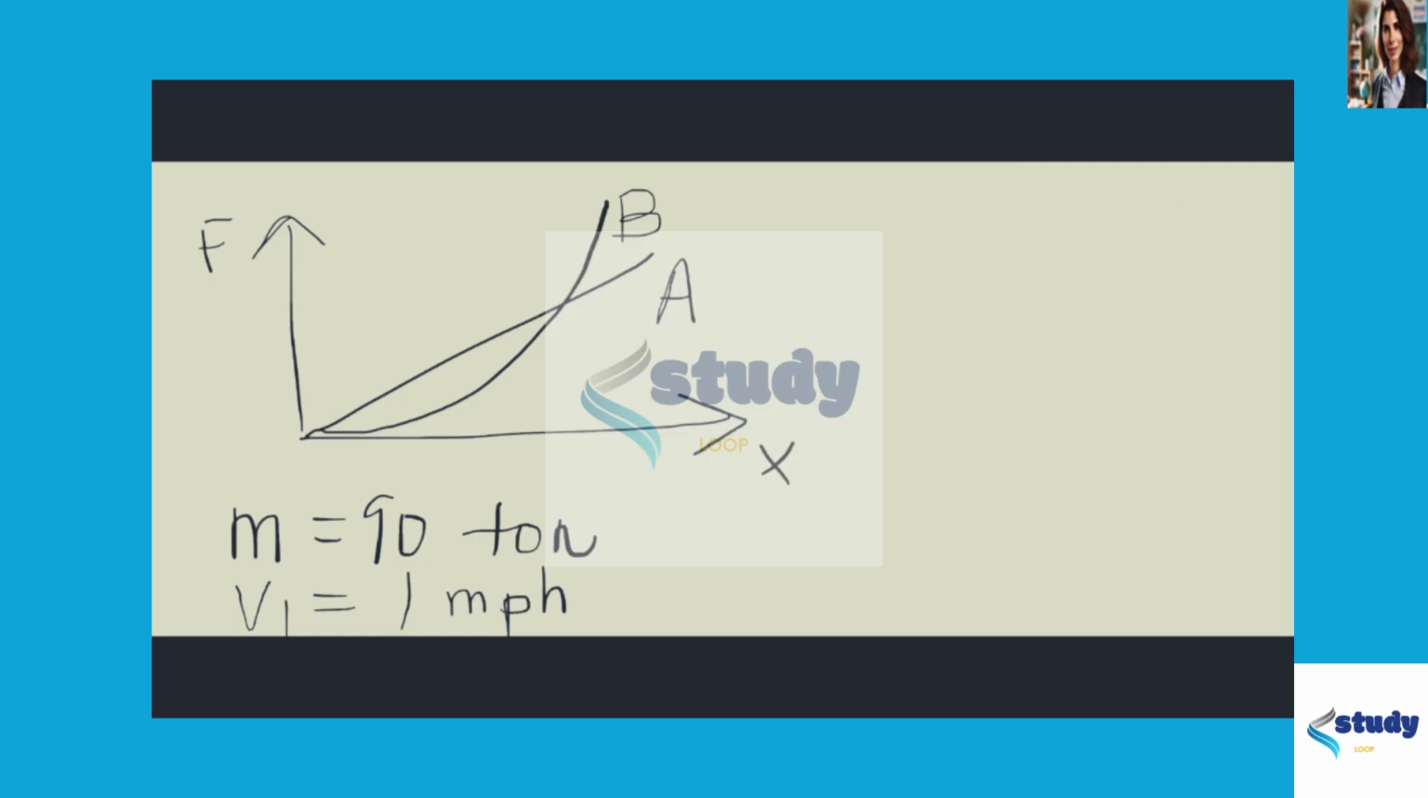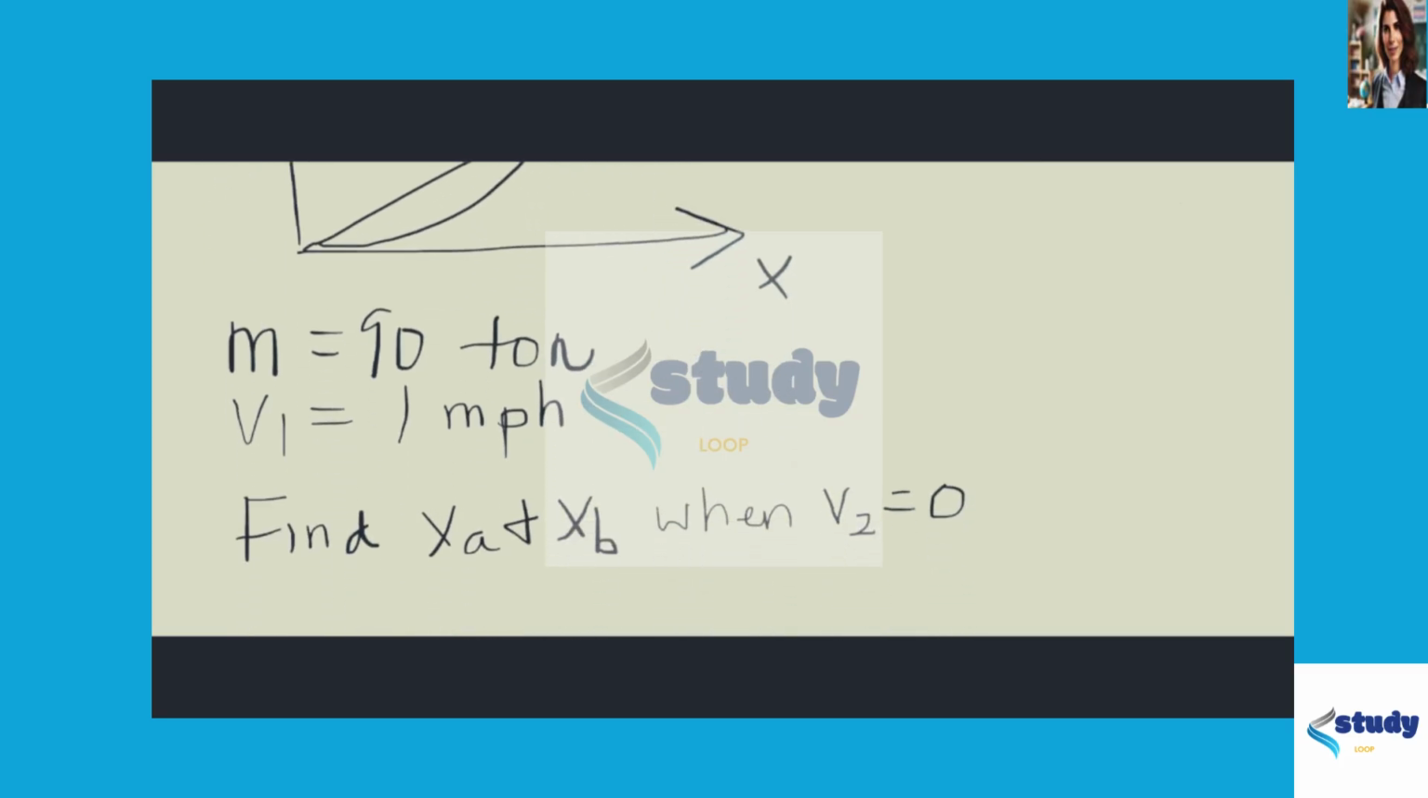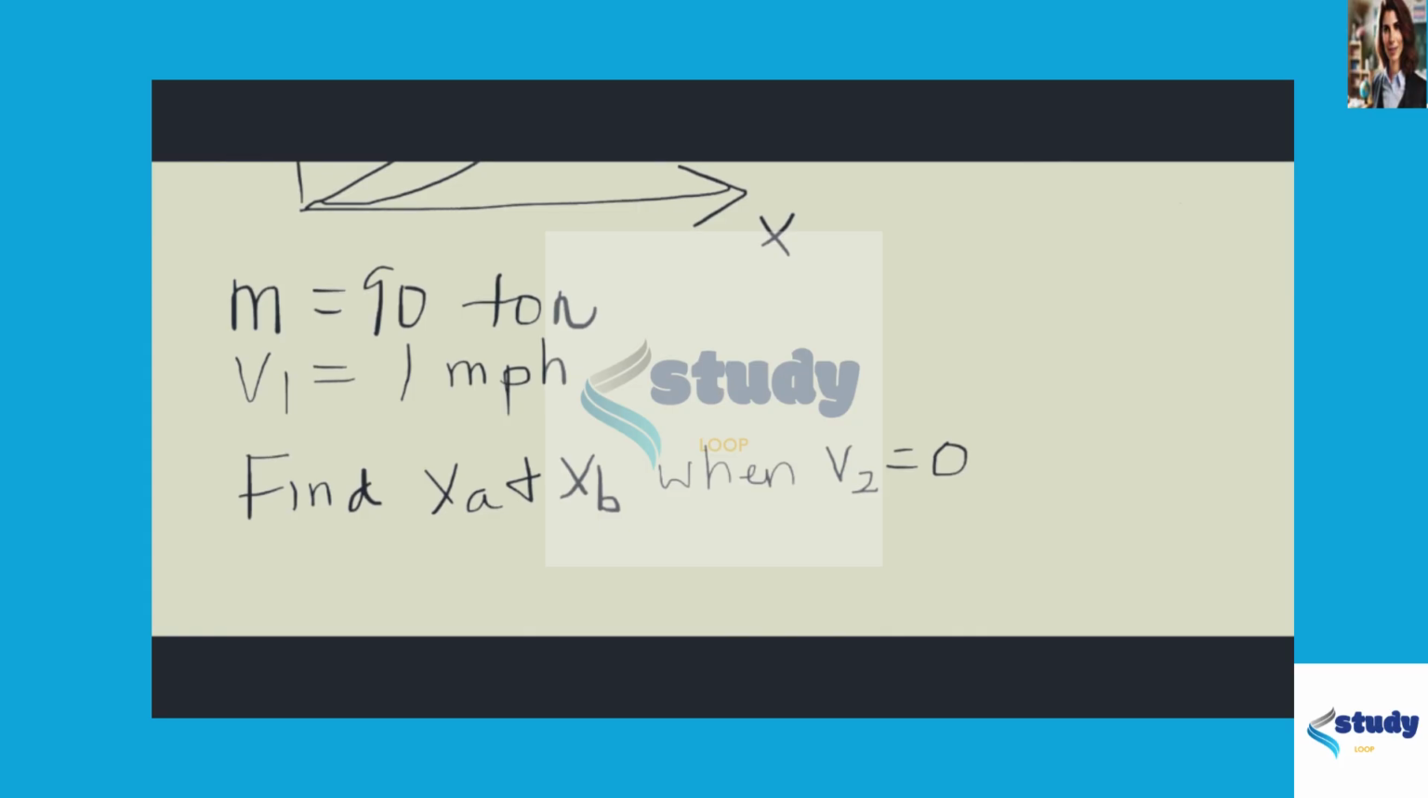What we're going to be looking at again is the concept of work and kinetic energy. We have two fenders with their loading curves shown here in the graph in A and B. A is linear, B is some sort of exponential. We're given the mass of a ship that is 90 tons moving at a velocity of 1 mile an hour. And we're asked to solve for the deflection of these bumpers when that ship is brought to rest.